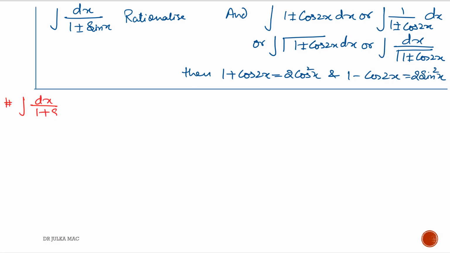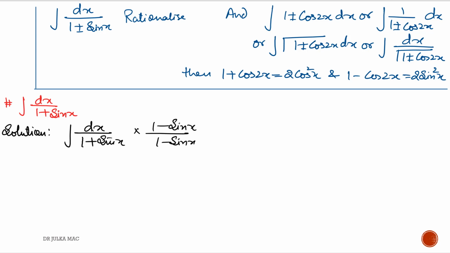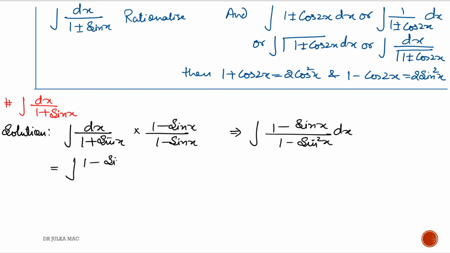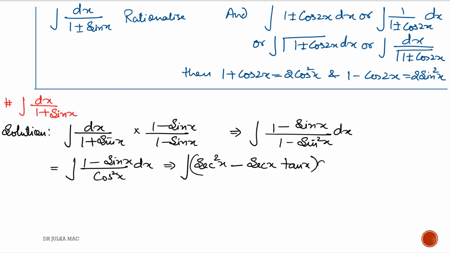First example, dx divided by 1 plus sin x. Whenever we have dx divided by 1 plus or minus sin x, we will rationalize it. So after rationalizing, we will get 1 minus sin x dx divided by 1 minus sin square x, which is equal to cos square x. And when we separate both, we will get sec square x minus sec x tan x. Now when we integrate with respect to x, we will get tan x minus sec x plus c.